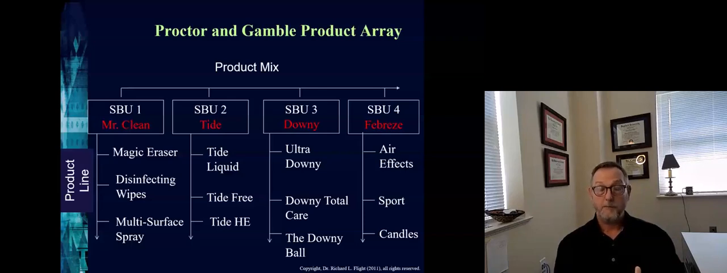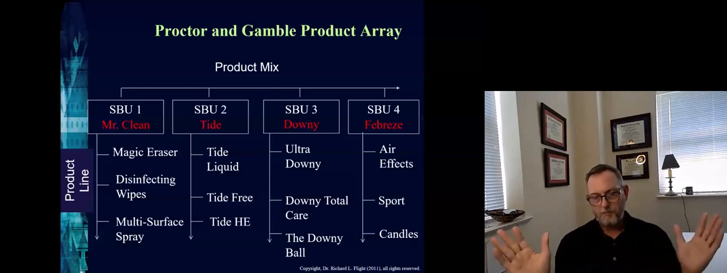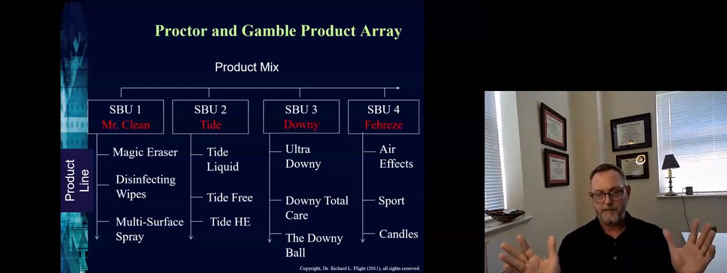Many times they organize themselves by exactly what the products offer. If you're doing Coach, it could be handbags, it could be belts and accessories, it could be sunglasses. You could have lines of products that fall under each one of those categories. The way Procter & Gamble does it is typically they organize themselves by brand. So we have the Mr. Clean brand, the Tide brand, the Downy brand, and the Febreze brand. So this is the across portion, or what we call the product mix.